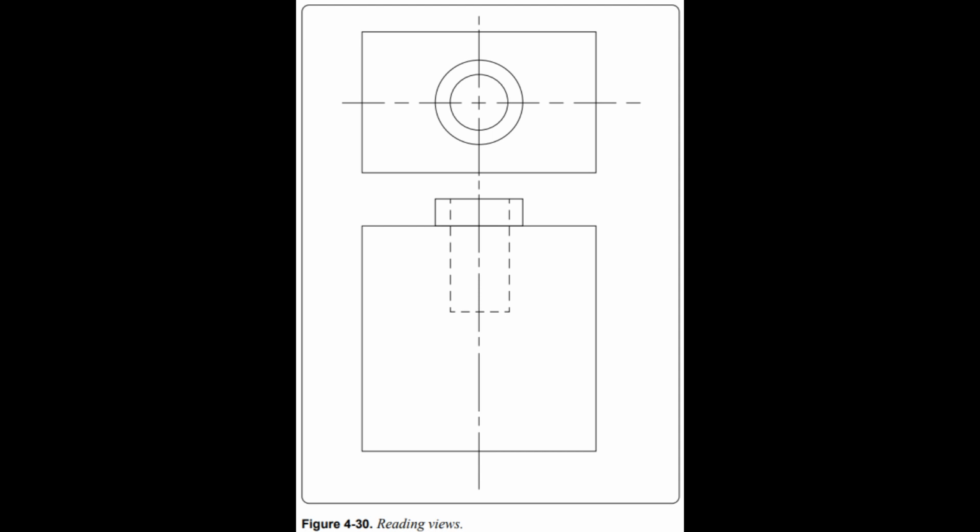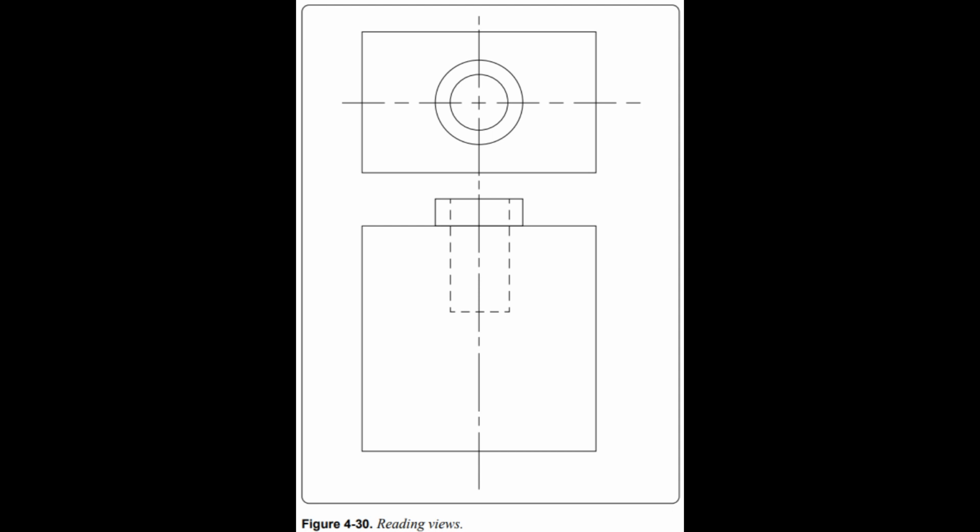For example, a circle on one view may mean either a hole or a protruding boss, as in the top view of the object in Figure 4.30. Looking at the top view, we see two circles. However, the other view must be consulted to determine what each circle represents. End of page 4-19. A glance at the other view tells us that the smaller circle represents a hole, and the larger circle represents a protruding boss.